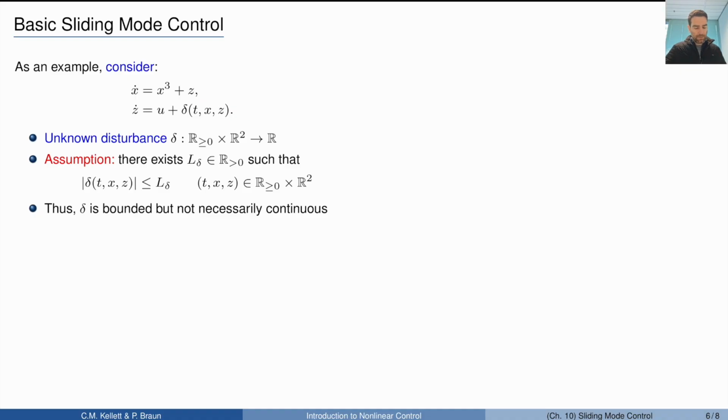And as before, the function delta can be a function of the time and here of the state x and z. And the assumption we need to make is that we know an upper bound on this disturbance. So this function delta can be a discontinuous function, and can behave in weird ways. But what we need is that we have this bound available here.